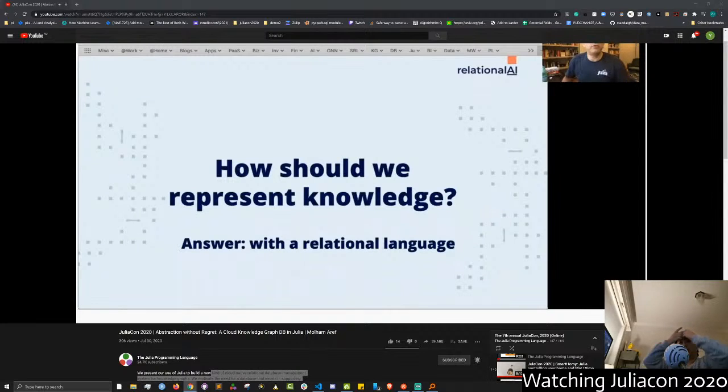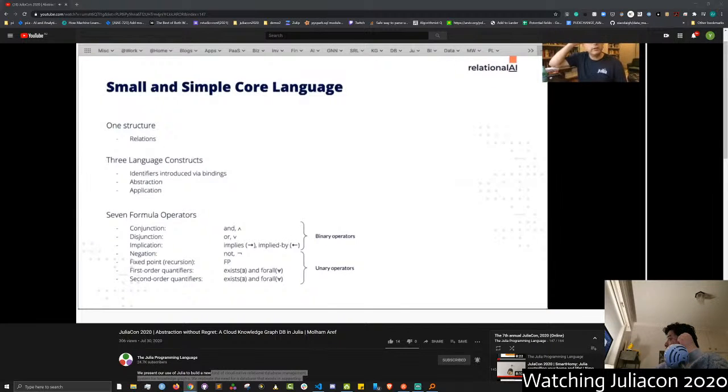The second question is, how should we represent knowledge? And our answer to the second question is that you should represent knowledge with a relational language. We built a small and simple core relational language that supports one core type of structure, which is the relation. And relations can then be specialized to represent other things like functions and tensors and graphs and so on.